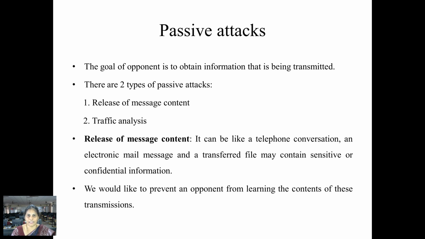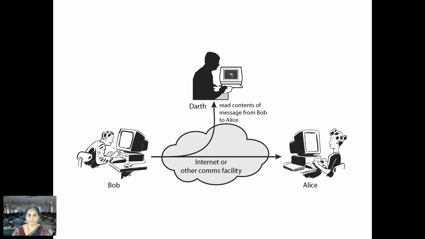Similarly, in the second example, if you take the email message, a file may be a sensitive message which may be very confidential and should not be accessed by other persons. In this case also, a third party who does not have access to the mail will access the mail and see the content, so that the confidentiality will be lost. So this is a type of release of message content.